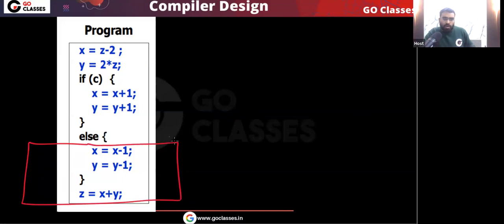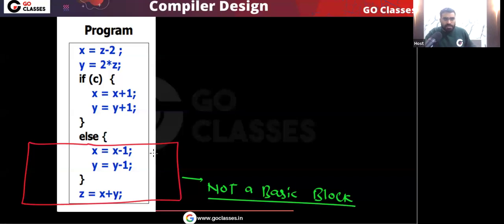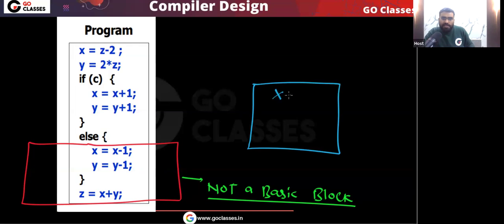See, this is not a basic block. Why? This is not a basic block because, see, if you put these instructions in a block, just think about it. Let me put these instructions in a block. Now there is a problem. What is the problem?